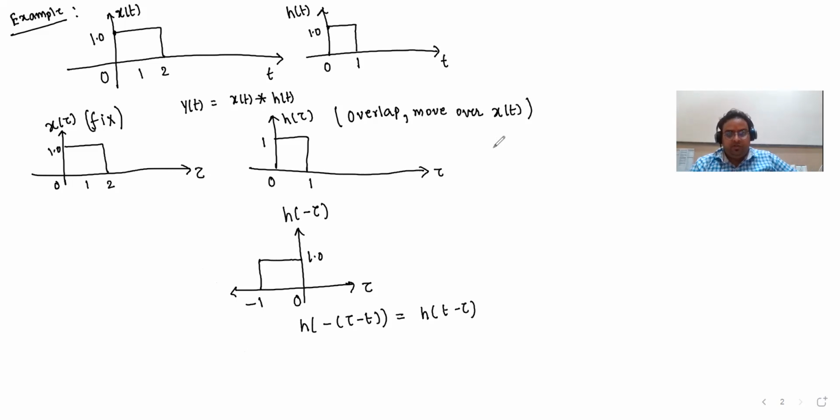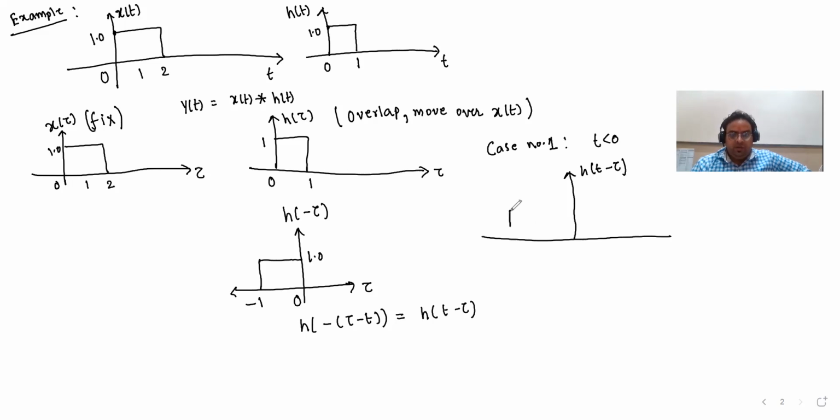So the first case, case number 1, is when t is less than 0. I take the condition when t is less than 0. So what will happen here? When t is less than 0, as we just discussed, we have here h of t minus tau, and this signal that is varying from -1 to 0 will move from t minus 1 to t. Okay, that we can see here. This will be the signal where it is going.